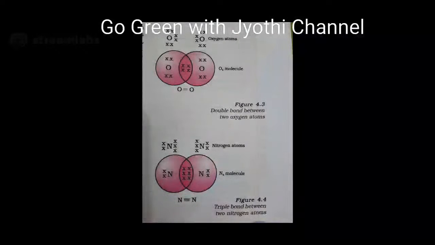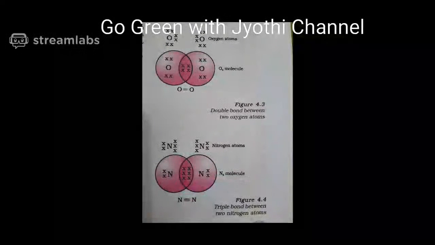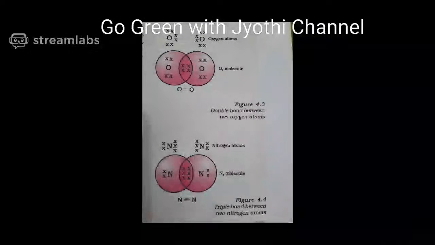In the same way, nitrogen has 5 valence electrons. It requires another 3 to reach octet structure. The nitrogen combines with another nitrogen atom, they share 3 electrons to attain octet structure, and hence here too the bond formed is a covalent bond.